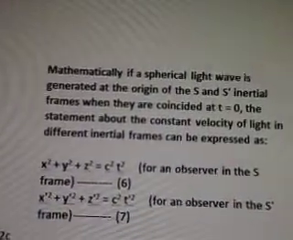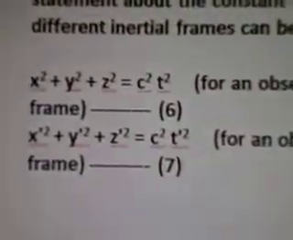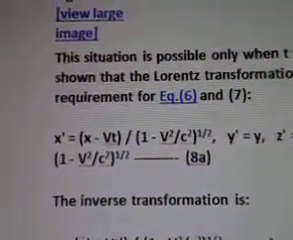Mathematically, if a spherical light wave is generated at the origin of S and S' inertial frames, when they are coincided at t equals 0, the statement above, the constant velocity of light in different inertial frames, can be expressed as this. Okay? So, constant speed of light.